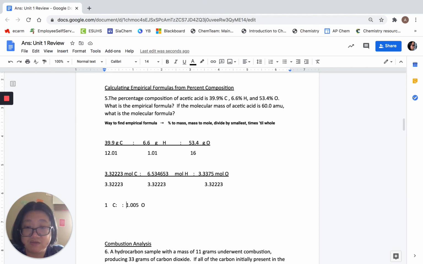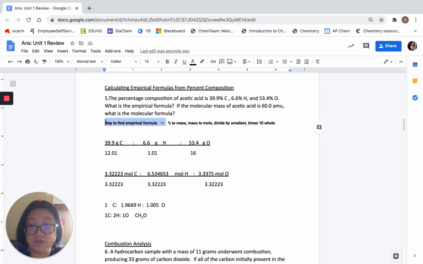6.5346653 divided by 3.32223. So that's 1.9669. So what does that mean? That means 2 of H. So you're going to round it now. So we're going to say 1C, 2H, and then 1O. So you're going to have it as CH2O. By the way, you will see that this is correct, but this is the empirical formula.